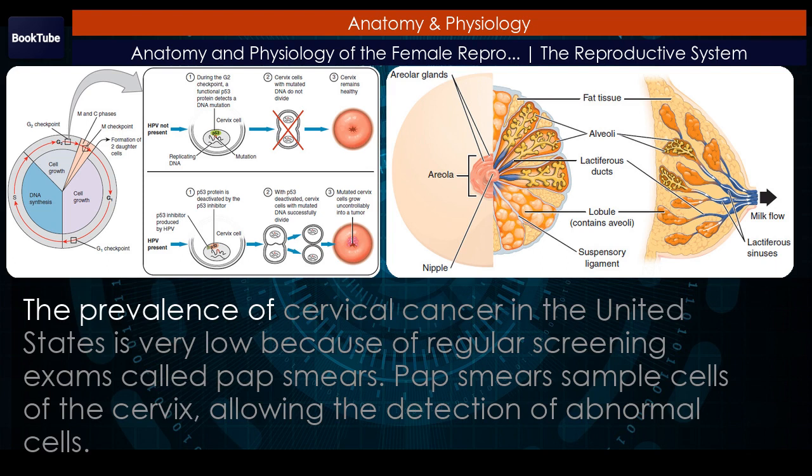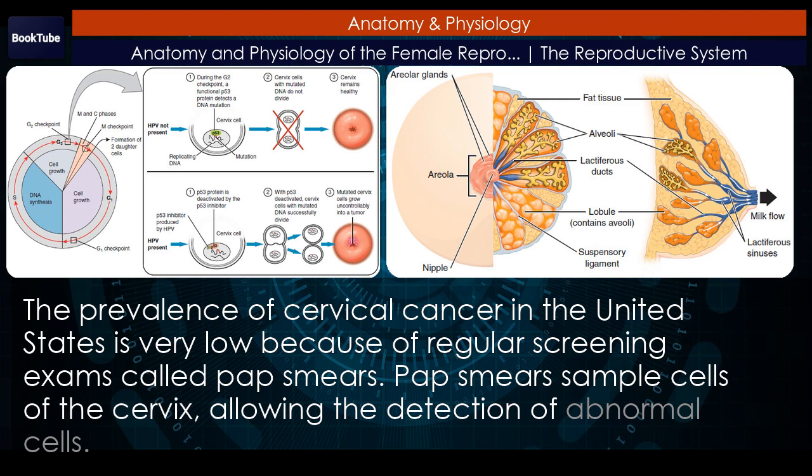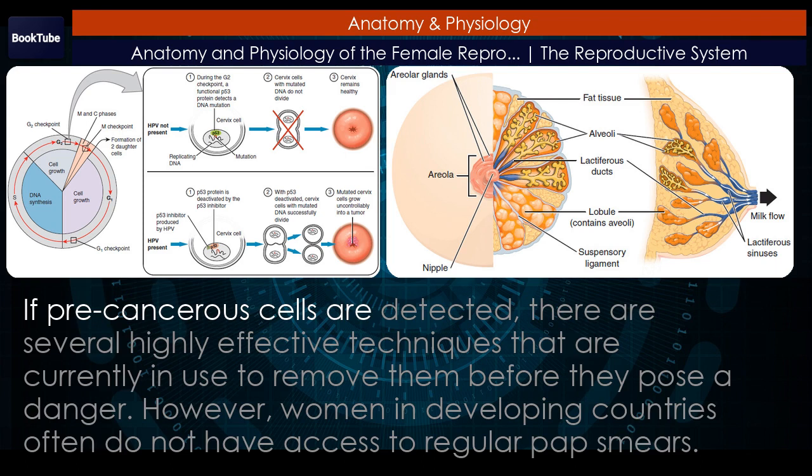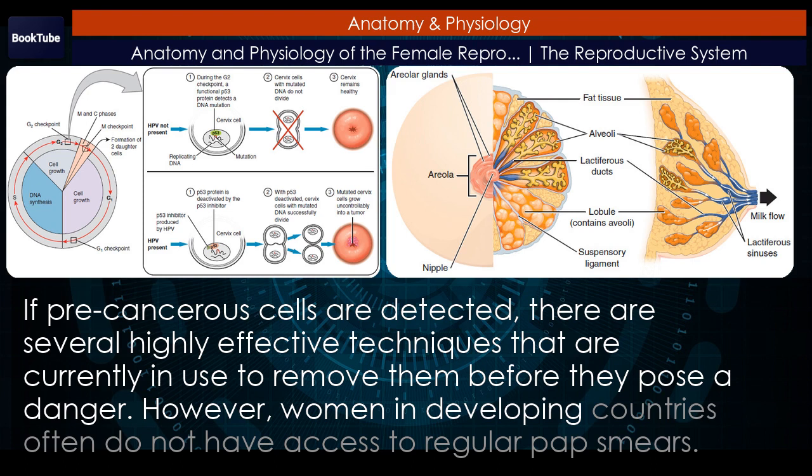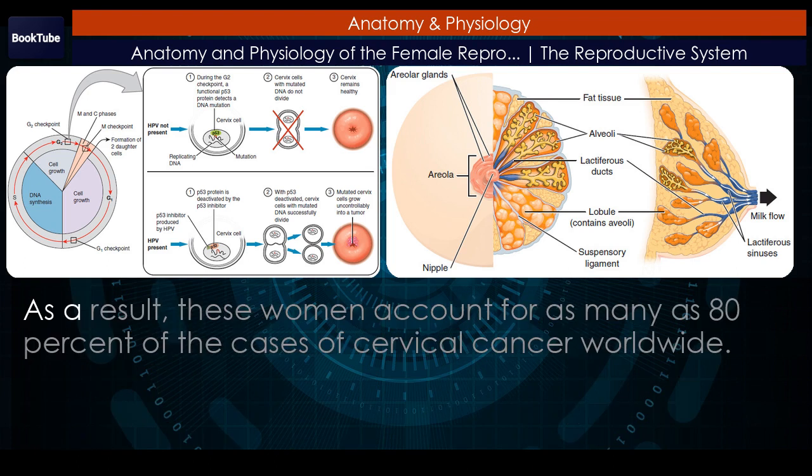The prevalence of cervical cancer in the United States is very low because of regular screening exams called Pap smears. Pap smears sample cells of the cervix, allowing the detection of abnormal cells. If precancerous cells are detected, there are several highly effective techniques that are currently in use to remove them before they pose a danger. However, women in developing countries often do not have access to regular Pap smears. As a result, these women account for as many as 80% of the cases of cervical cancer worldwide.